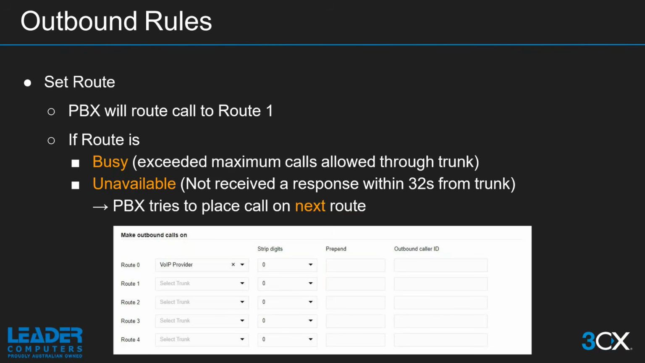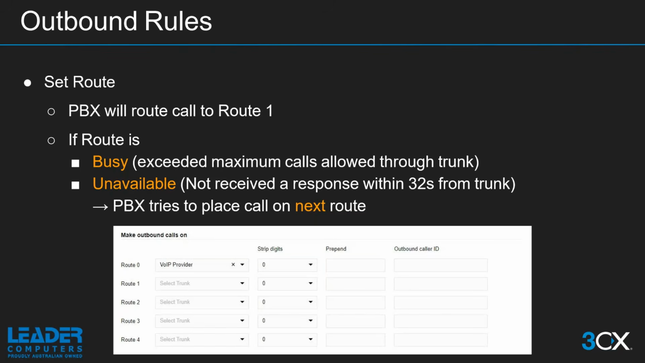And if the route is busy, let's say the call comes in and it's trying route 0, and it is busy, and busy means exceeded the maximum calls allowed through the trunk. So let's say you have trunk A with 4 channels, and all the 4 channels are busy, so it's not able to go through. Then it will use the second route, which is route 1, and it goes on until it can find a match. And it will also go to the second route if the route is unavailable.